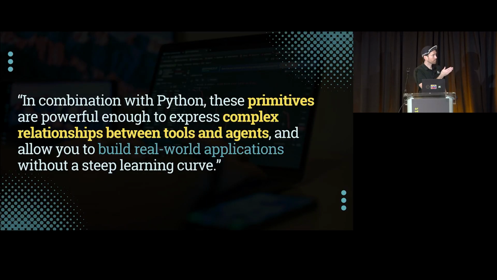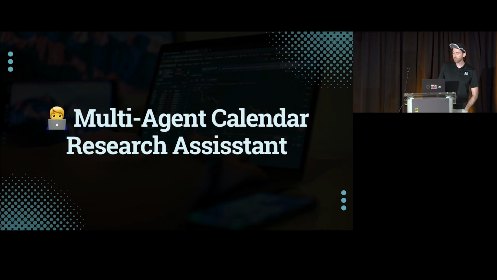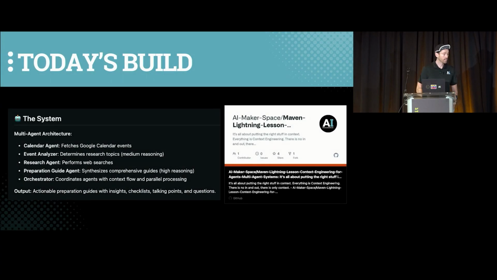Is this good enough for you guys to build production LLM applications? We'll talk about it, but literally Wiz is going to whip up a multi-agent application right now. You can find it directly in the GitHub repo with a calendar agent, an event analyzer agent, a research agent, a preparation guide agent, and an orchestrator. Obviously, we need every single one of these agents. Very, very crucial for this application.